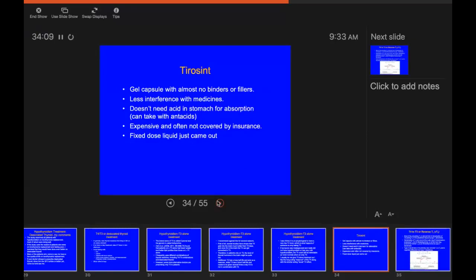The downside of the tyrosine is it's expensive and often not covered by your insurance. You have to appeal, you have to say the person's failed T4 before they get it covered, or you pay out of pocket. It could be at least $60 or $100 a month. It seems quite expensive. About a week ago, a fixed dose of liquid came out. So this means that you can get a 100 microgram dose in a little liquid canister, and you pop that in and take that every day.